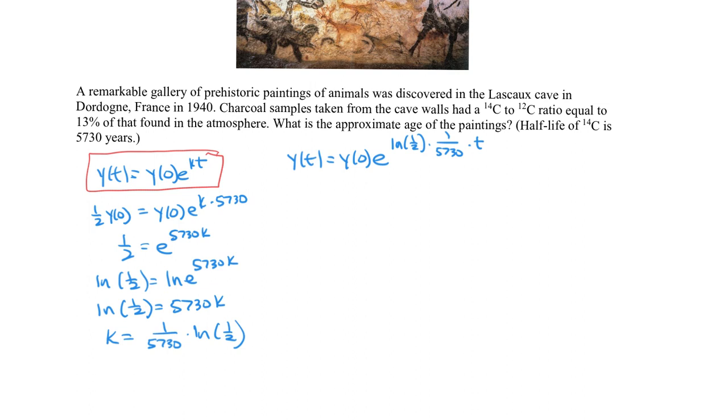Then I'll do one more step here. This is equal to y of 0 times e to the natural log of 1/2, written like a parenthesis, and then I multiply these together and get t over 5,730. We know e to the natural log of 1/2 is just 1/2. So this gives us y of t equals y of 0 times 1/2 to the t over 5,730. Okay, so now we've got a model.